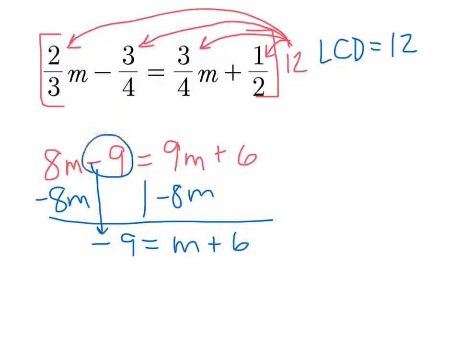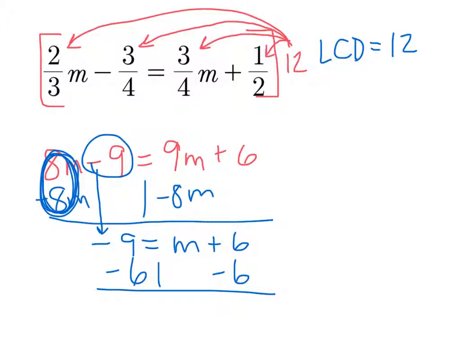Because a minus 9 is a negative 9. And if I subtract the 8m, I now have a 0 there. So it's like saying 0 minus 9, which is negative 9. Finish it off by subtracting 6. Try to see that as two negatives adding together, negative 15. Go back and check it.